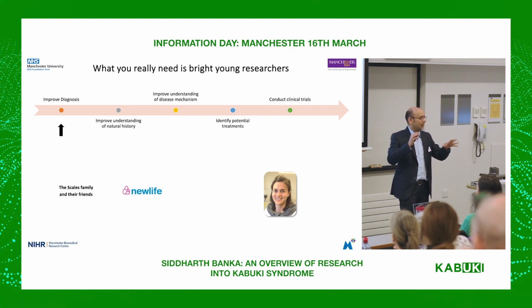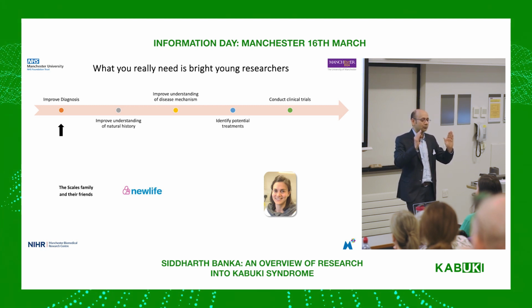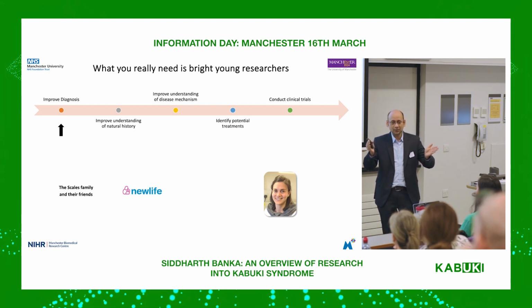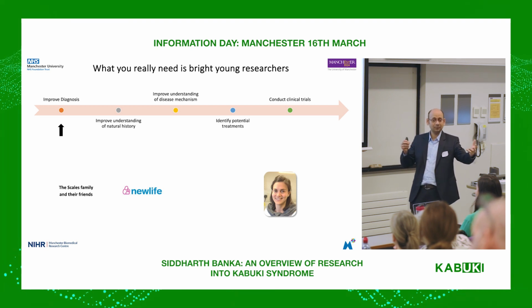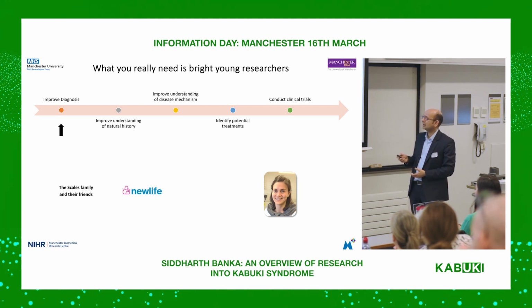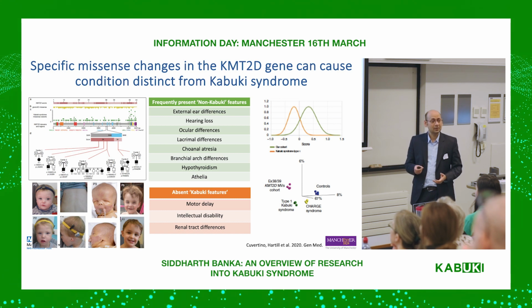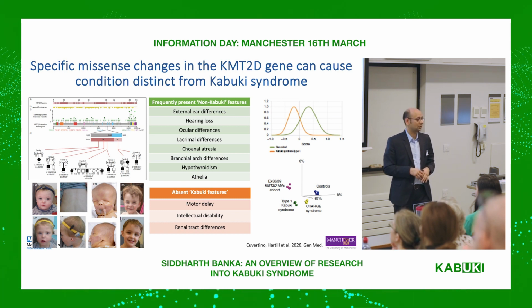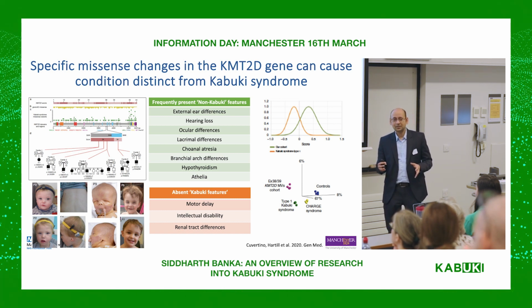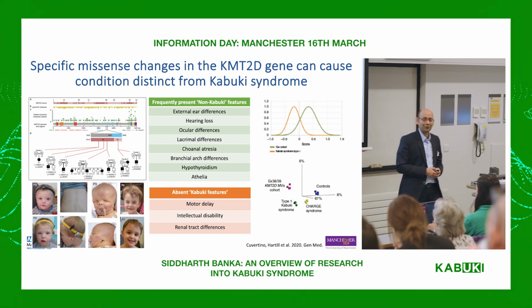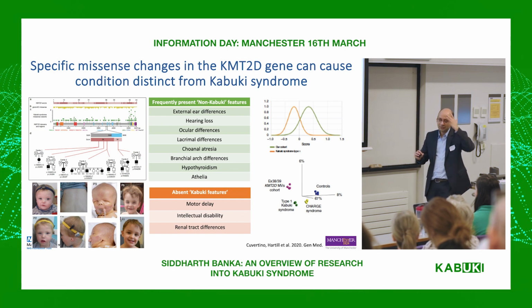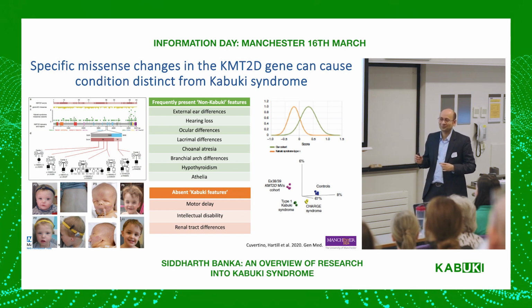So I talked about improving diagnosis through understanding KMT2D mutations better. I talked about patients who look like Kabuki, but they don't have a KMT2D or KDM6A mutation. And now I'm going to talk about patients who have KMT2D mutations, but don't have Kabuki. So that's really flipping things on its head. So you might need to concentrate a little bit on this.